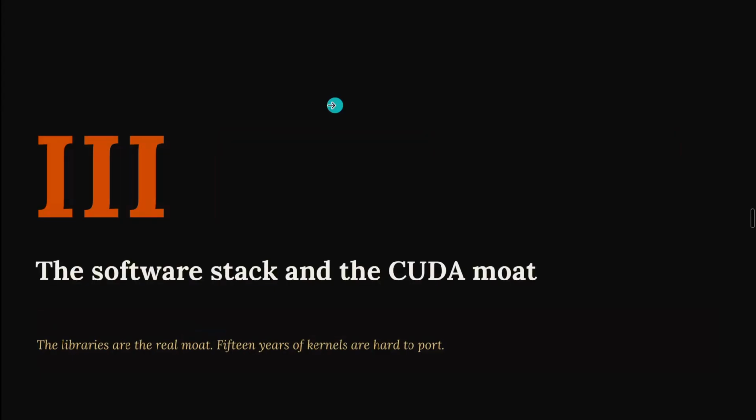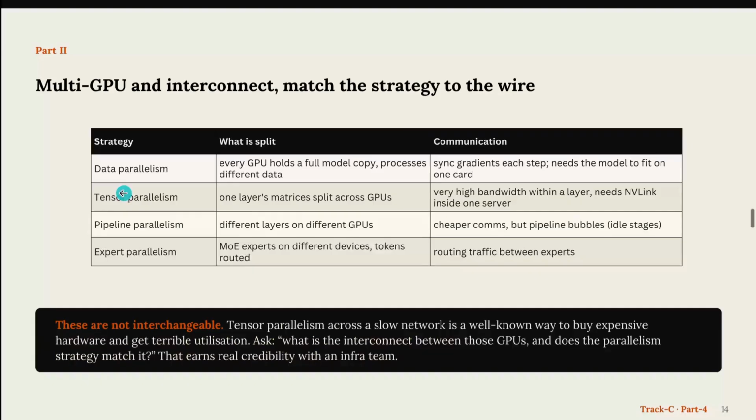Data parallelism is all about every GPU holding a copy of the model and executing on multiple different sets of data. What this helps is it syncs gradients each step, and needs the model to fit on one card. So if we are taking a 30 billion parameter model with 2 bytes per parameter, it's approximately 60 GB, so it can fit on an 80 GB GPU. That's how we see it.